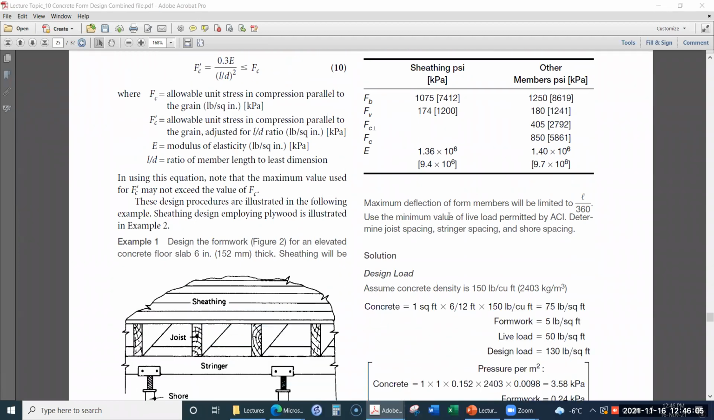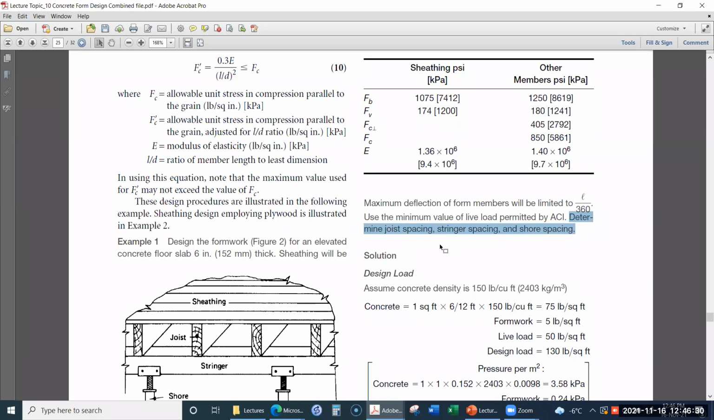So the maximum deflection of the form members will be limited to L by 360. That is, whatever the span divided by 360, that will be the maximum allowable deflection. So use the minimum value of live load permitted by ACI, which is about 2.4 kilopascal. Determine the joist spacing, stringer spacing, and shore spacing.